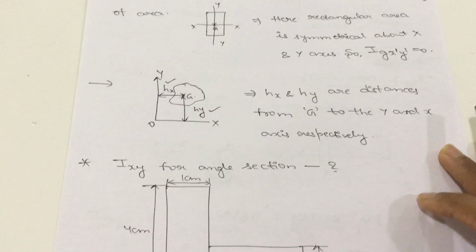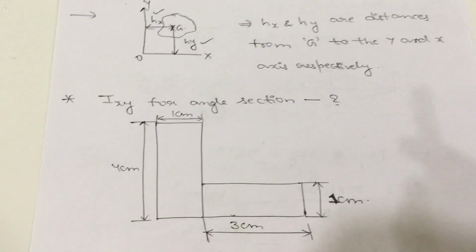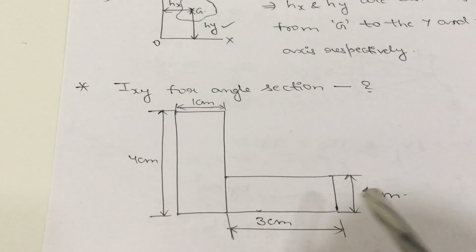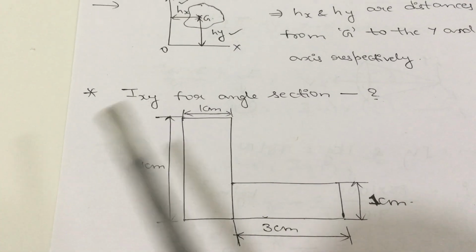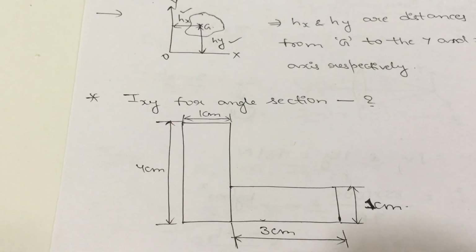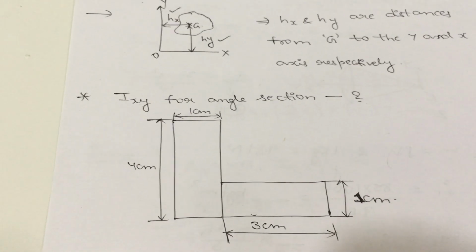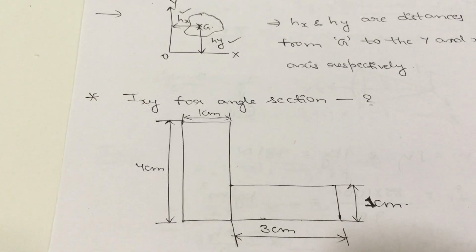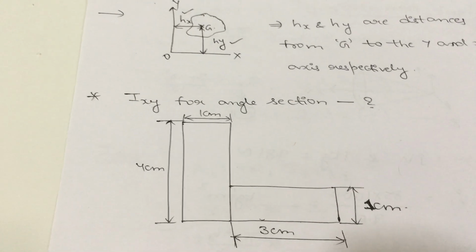Now we will see one problem. Here they are asking to calculate Ixy for the angle section. This is the given diagram with the dimensions in centimeters, and the units for the product of inertia are cm to the power of 4, or m to the power of 4, or mm to the power of 4, according to the dimensions given in the question.